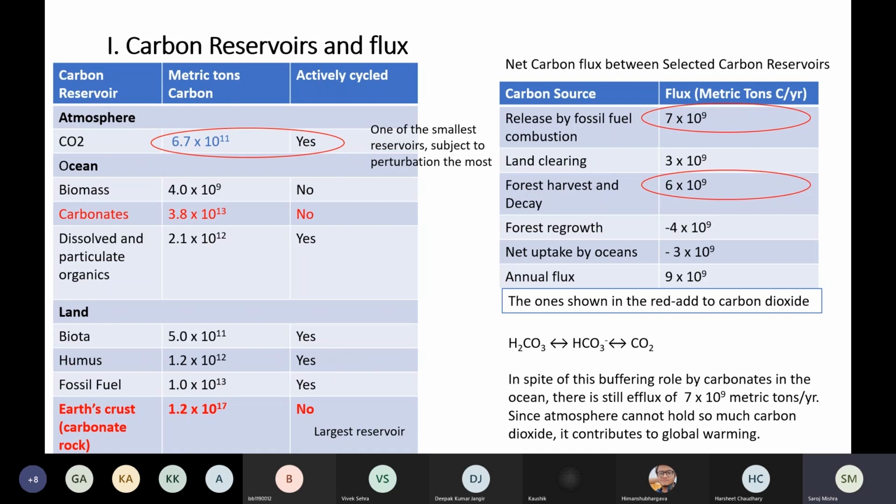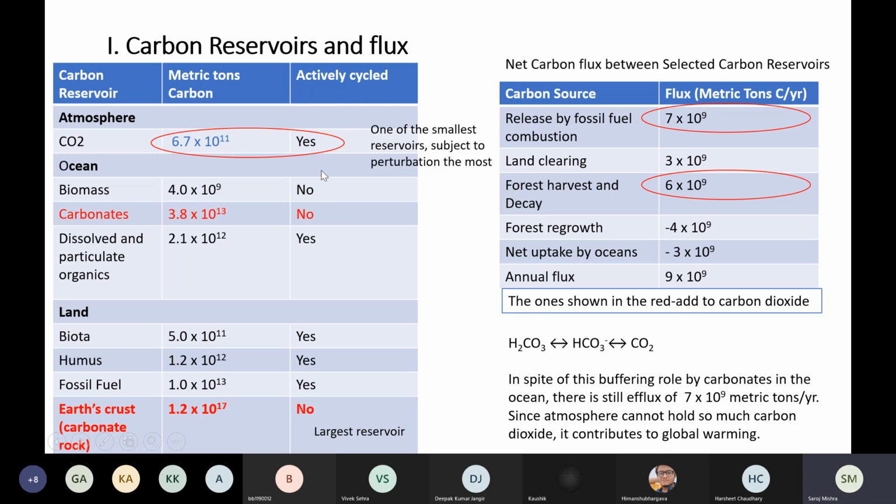Okay, so this is something which I just want you to appreciate, that just because it's a very large reservoir, like 10 to the 17 metric tons, doesn't mean that it is going to be available. This carbon is not available at all, or this is also a large reservoir which is not available. So sometimes it is the smaller reservoirs of carbon which are actively cycled. So it is one of the smallest reservoirs, and it is also subject to perturbation the most, because of fossil fuel burning, the amount of carbon dioxide which you are going to be adding is going to be much more. So it is also subject to disturbance.